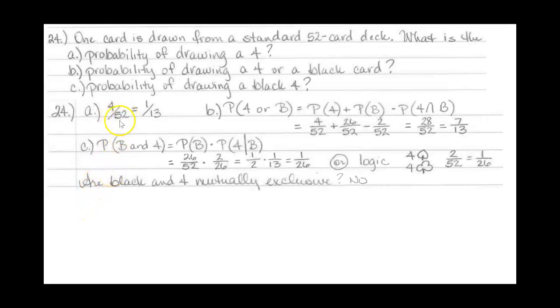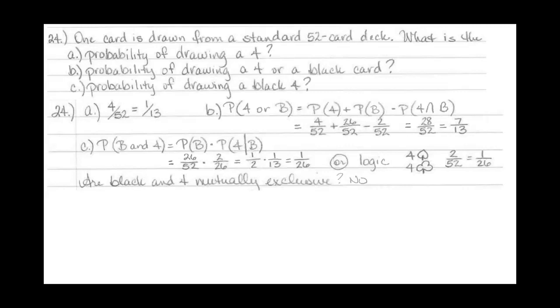Okay, so there are 52 cards in a deck, and out of those, there is a 4 of hearts, a 4 of clubs, a 4 of diamonds, a 4 of spades. There's one in each suit. So there would be 4 4s out of the 52. And then we would want to reduce that down to its lowest terms, 1 out of 13.